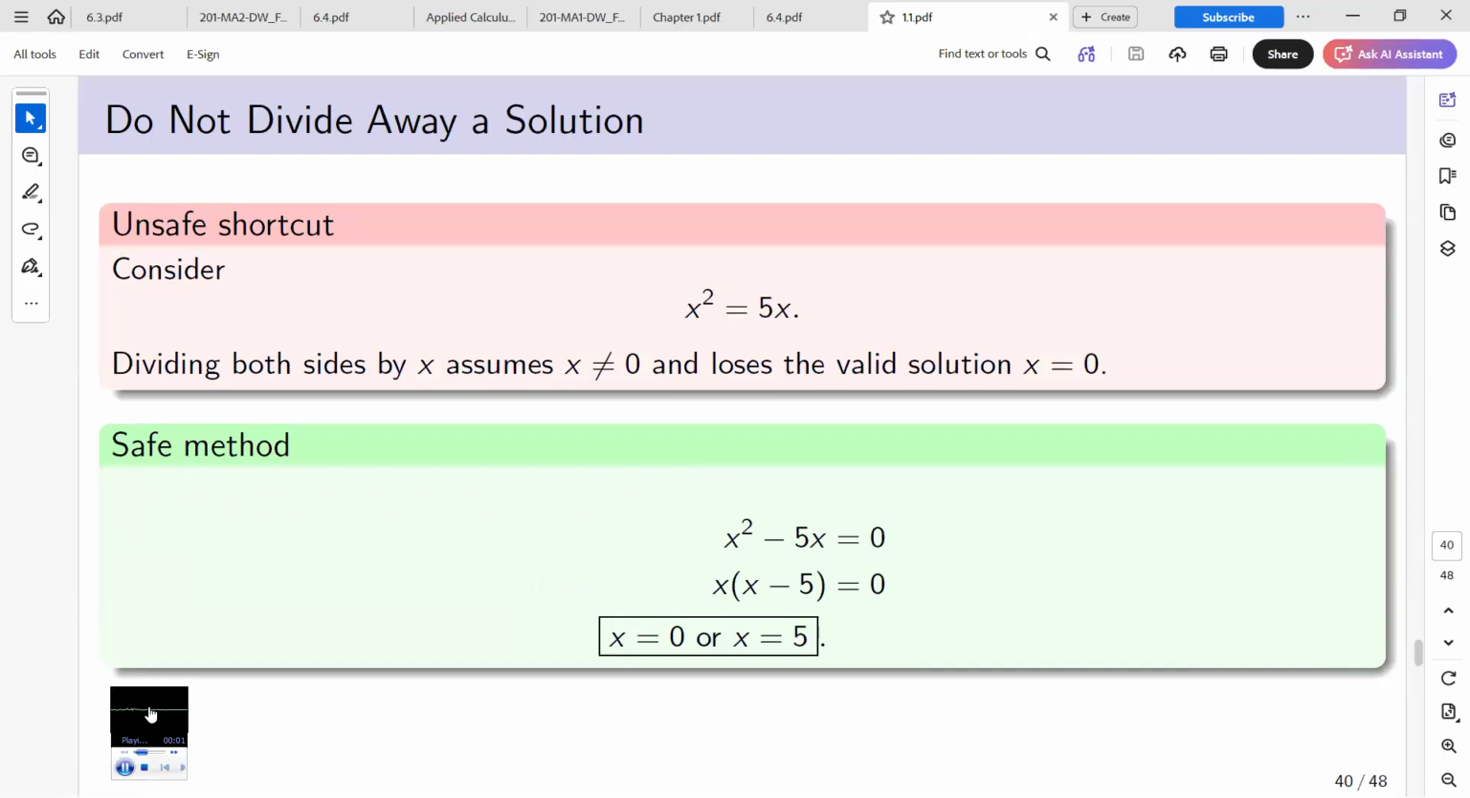Never divide by an expression that could equal 0 unless that case is handled separately. Moving everything to one side and factoring preserves all solutions.